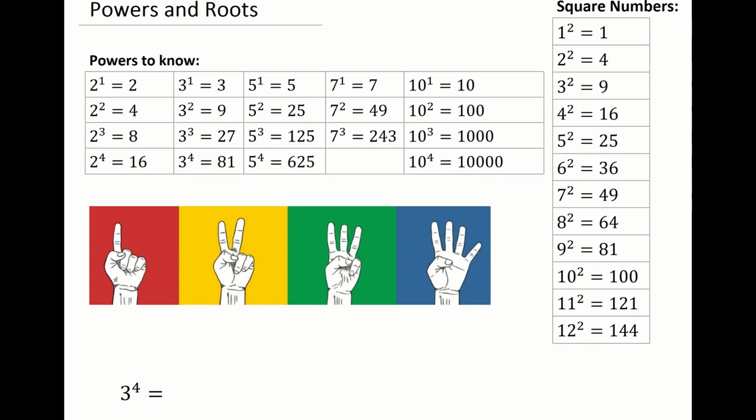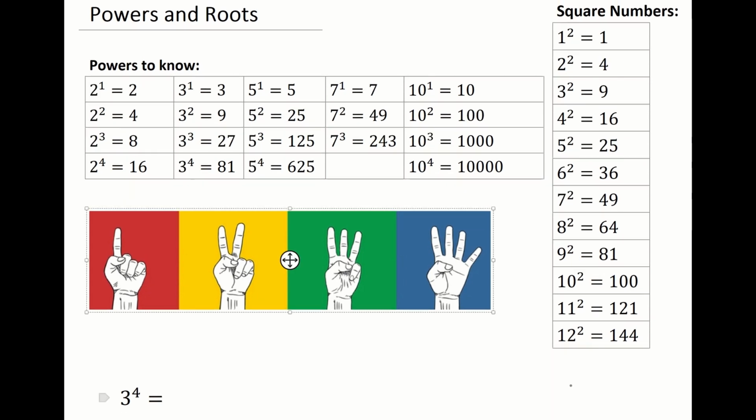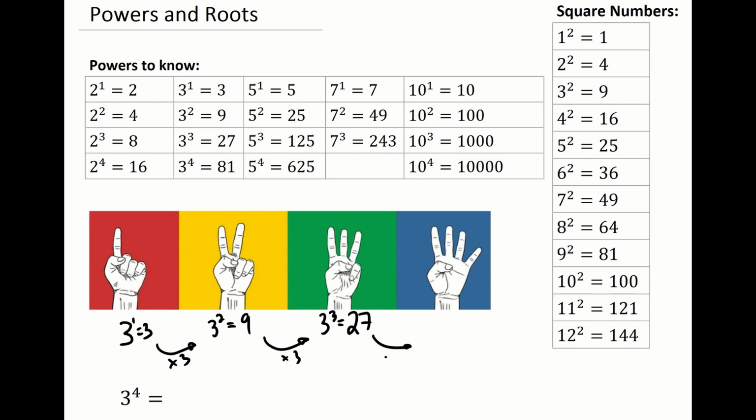Okay, little tips that might help you out. So say you need to do 3 to the power 4. You can do this with your fingers. Start with 3 to the power 1, which is 3. And then when we multiply by 3, we'll get 3 squared. So 3 squared is 9. And then we'll multiply by 3 again. We're just counting how many times we're multiplying by 3 with our fingers. 3 cubed is 27. And then multiply by 3 again. 3 to the power 4 being 81.